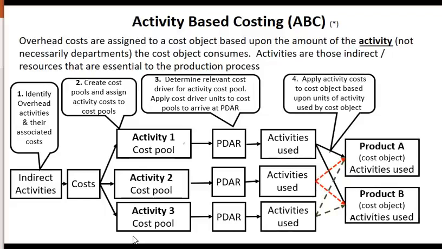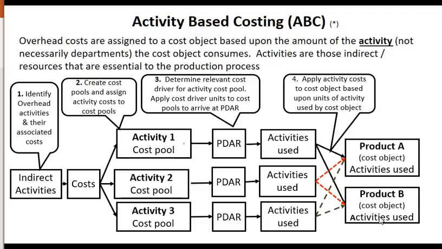After that, based upon the activities that are being used, we're going to assign costs. When I say the activities being used, it's the activities that are being used by the actual cost objects. In this particular case, we see product A is using an activity from activity 1. Product A is also using an activity from activity 2, if we follow it, and product A is using an activity from activity 3. So product A is paying for the activities that it's using.